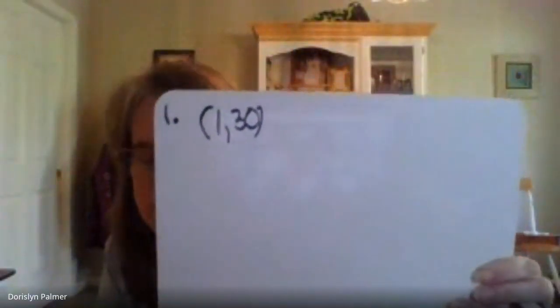So I'm going to make the point 1, 30. Okay, so this is for number 1, because when he's 1 year old, he's 30 inches tall. Okay, then we're going to do the point 2, comma 35. 2 years old, 35 inches. And 3, 38. 4, 41. 5, 44. So that's all for number 1.